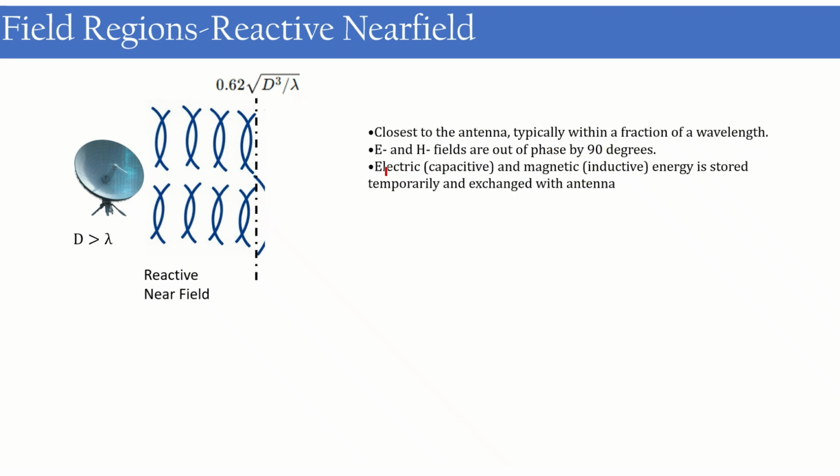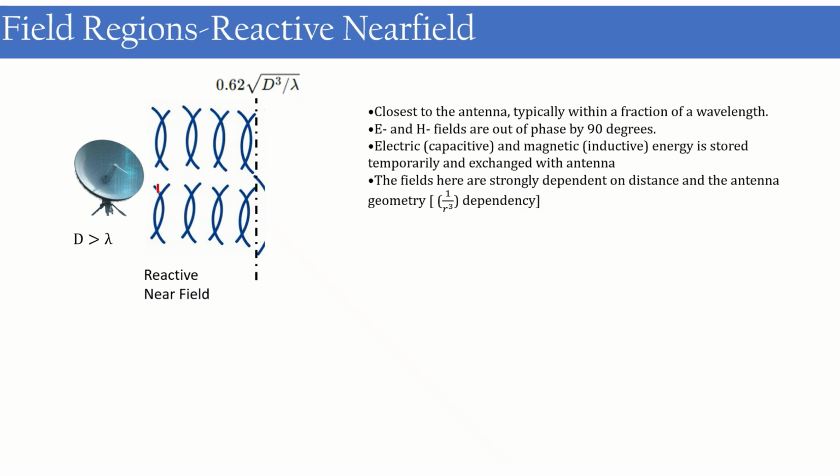So this region can be considered as a capacitive and inductive energy storage region, and based on this effect, it will exchange some of the energy back to the antenna. So it is a really chaotic region, and the field in this region is strongly distance dependent, with a 1 by r cube dependency. That means that even a very small change in the distance can cause a large variation in the field distribution in this area. Here you can see the forward field distribution and the energy exchange back to the antenna. So this is a really chaotic region.